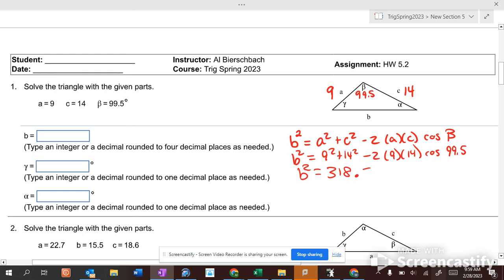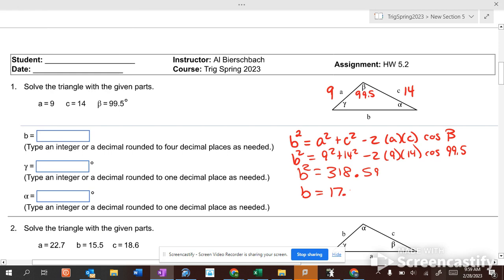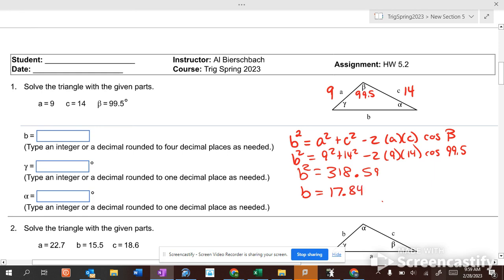Now, B squared will equal 318.59. That's an awful long side, 318 for this side. Can the triangle be that long on that side? No, because that's what B squared is. We don't want to know what B squared is. We want to know what B is. So then on your calculator, you just take the square root of it. Second square root of the answer. And 17.8. Oh, they want 4 decimal places. 17.8491. Okay, that's what B is.